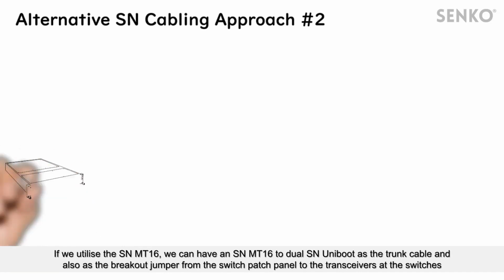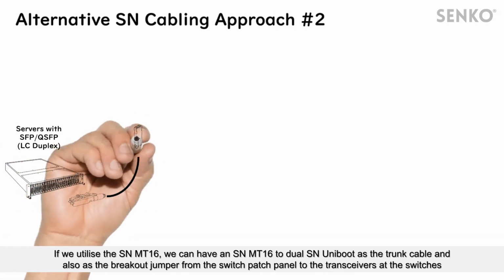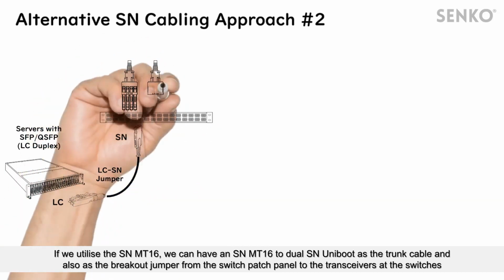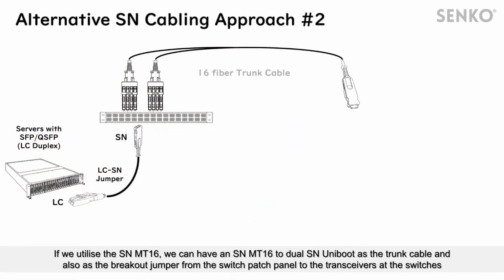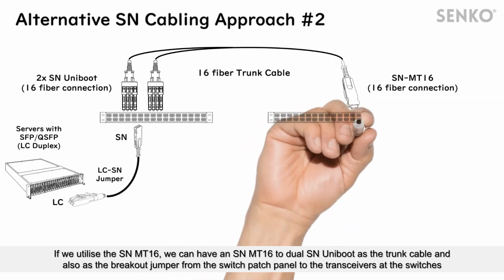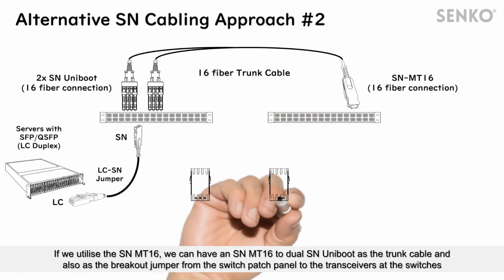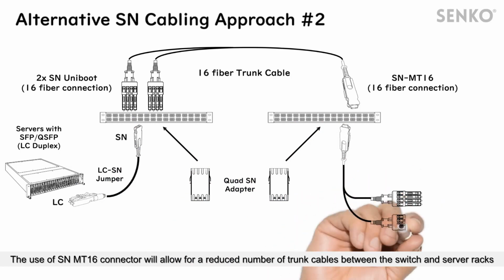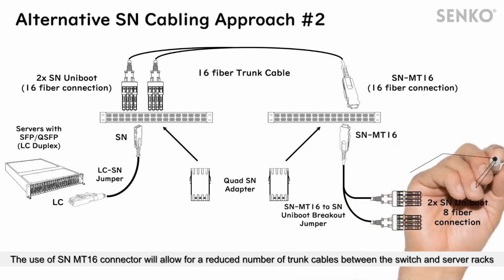If we utilize the SN MT16, we can have an SN MT16 to dual SN Uniboot as the trunk cable, and also as the breakout jumper from the switch patch panel to the transceivers at the switches. The use of SN MT16 connector will allow for a reduced number of trunk cables between the switch and server racks.